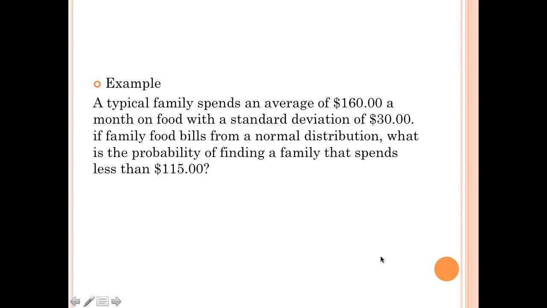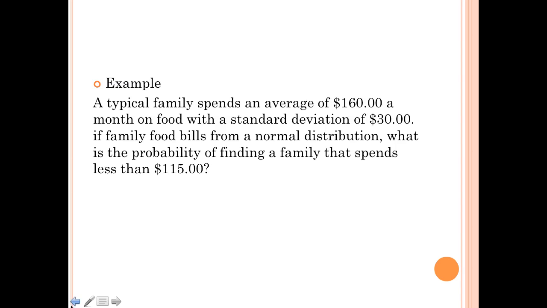So here's another one. A typical family spends on average $160 a month on food with a standard deviation of 30. If the family food bills form a normal distribution, what is the probability of finding a family that spends less than 115?